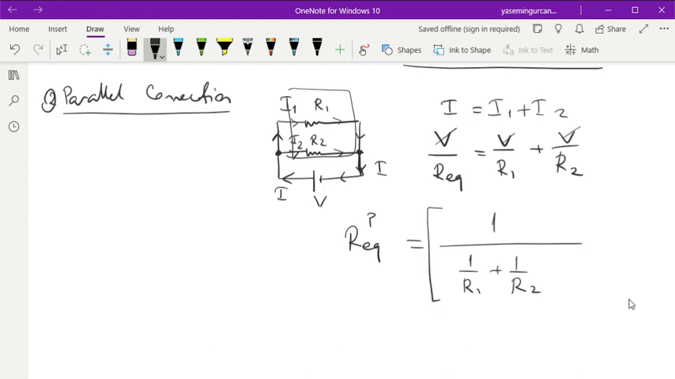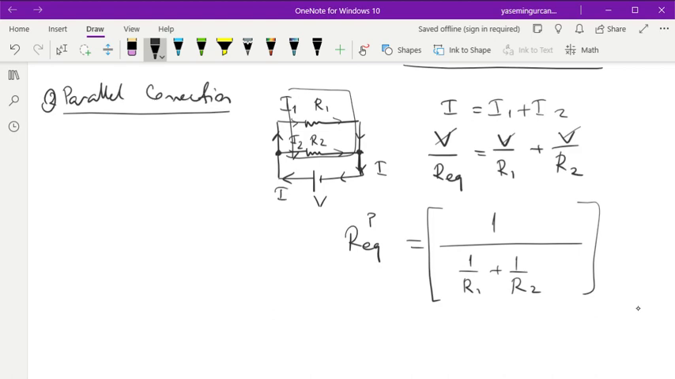And I like to give this formula in this form because if I leave it as 1 over R equivalent equals 1 over R1 plus 1 over R2, people do this part and then forget the reciprocal. So I always find it safer to give the formula in this form. And once again, if you add R3, R4, R5 all in parallel connection, what you would do is add here 1 over R3, 1 over R4, and it goes like that.